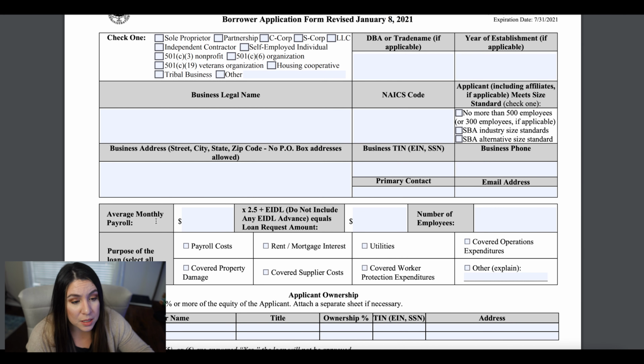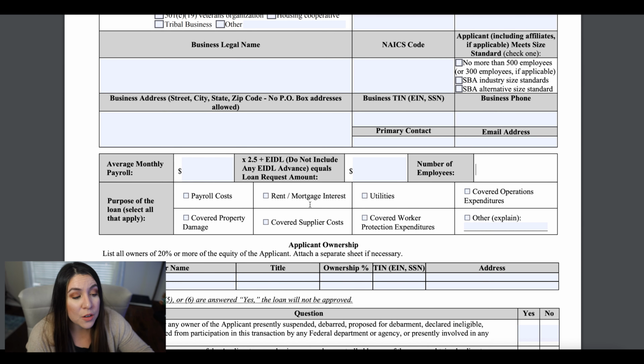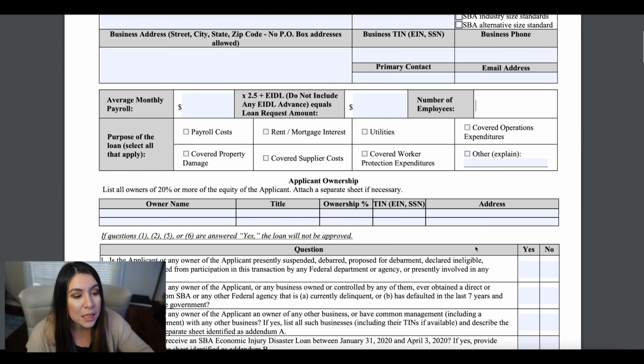Something that we're not used to seeing is the average monthly payroll costs, and then you get to add in the EIDL that I just talked about. So you can add that to your loan request amount. And then in the number of employees, you have to have at least a number 1 there. If you need more information about the purpose of the loan, so what each of these are, then go check out this video. I outline a slide that has all of this information listed.